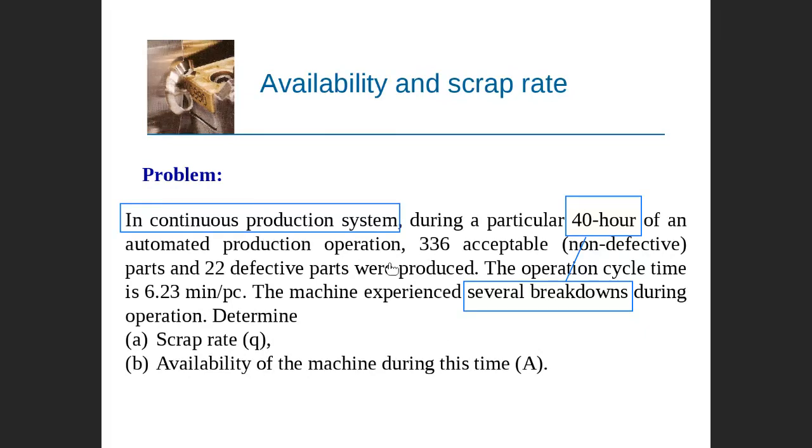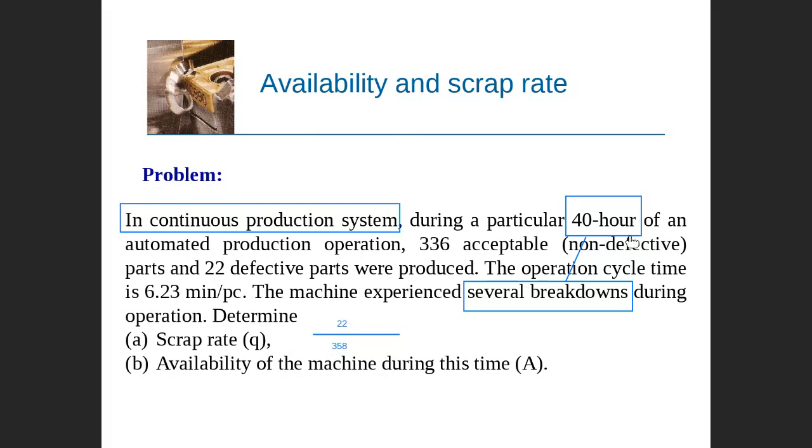Scrap rate يا شباب انتوا شايفين عندك ايه 22 defective and 336 non defective. Total is 358. The scrap rate بيساوي كام بقى يا شباب؟ سهله جدا، ده مباشر وسهل جدا. عندنا كام واحد defected؟ 22 defected divided by 358, which is the total. So 22 is the defected here, 22 divided by total, which is 358. This is the scrap rate. This is very easy. Second is the availability.